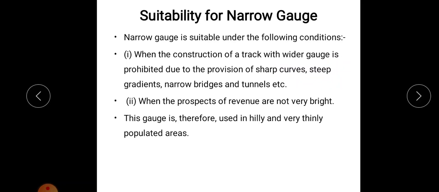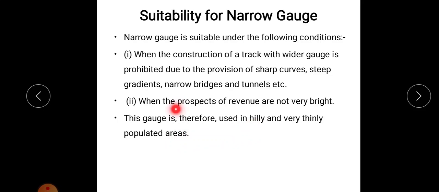First, when the construction of a track with wider gauge is prohibited due to provision of sharp curves, steep gradients, narrow bridges and tunnels. In situations where we have to provide sharp curves, steep gradients, narrow bridges, tunnels, etc., we have to provide narrow gauge. In these situations we cannot go for broad gauge or meter gauge. This gauge is used in hilly and very thinly populated areas. In hilly regions we provide narrow gauge only; we cannot provide broad gauge in that situation.